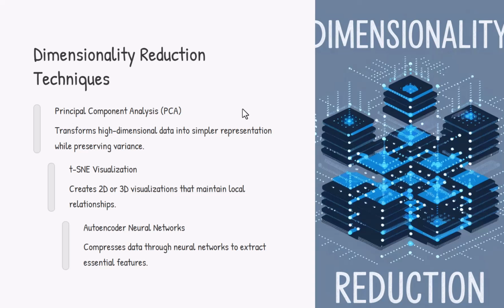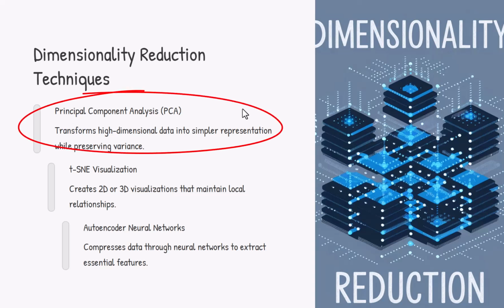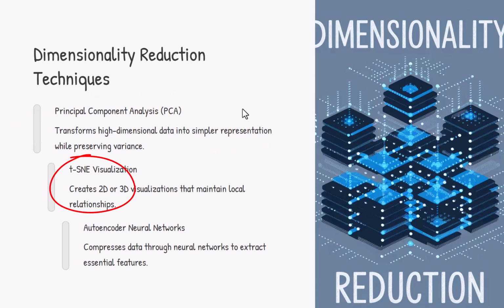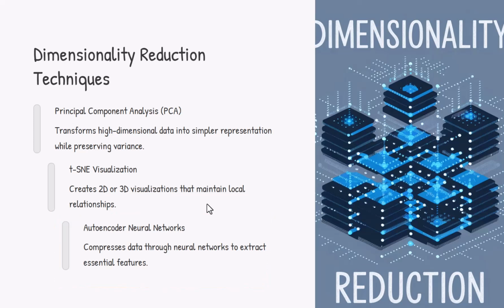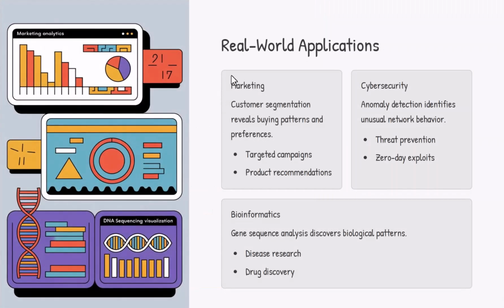Dimensionality reduction techniques. Ever looked at a 200 column Excel sheet and wanted to cry? That's what dimensionality reduction solves. So let's start here with PCA. Summarizes data into fewer features. t-SNE, UMAP, shrinks chaos into 2D maps. Autoencoders, neural networks that compress and reconstruct. This isn't just data compression, it's insight extraction.